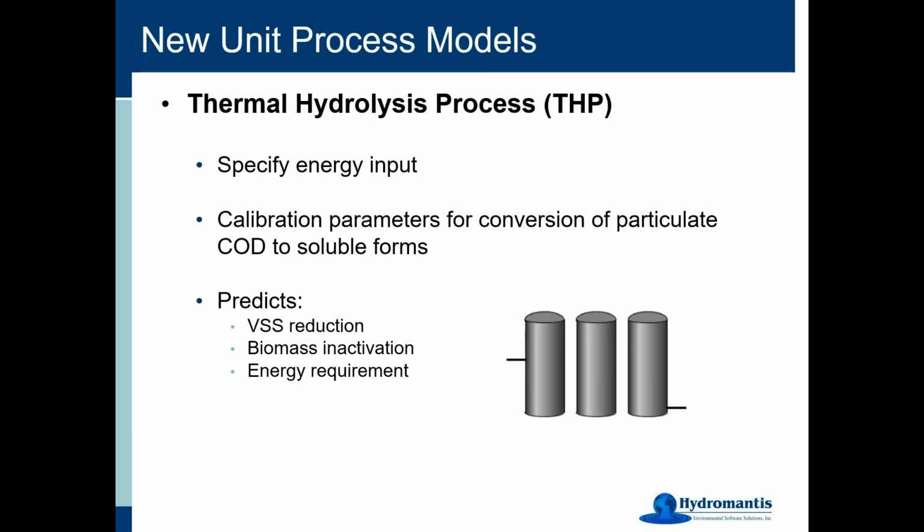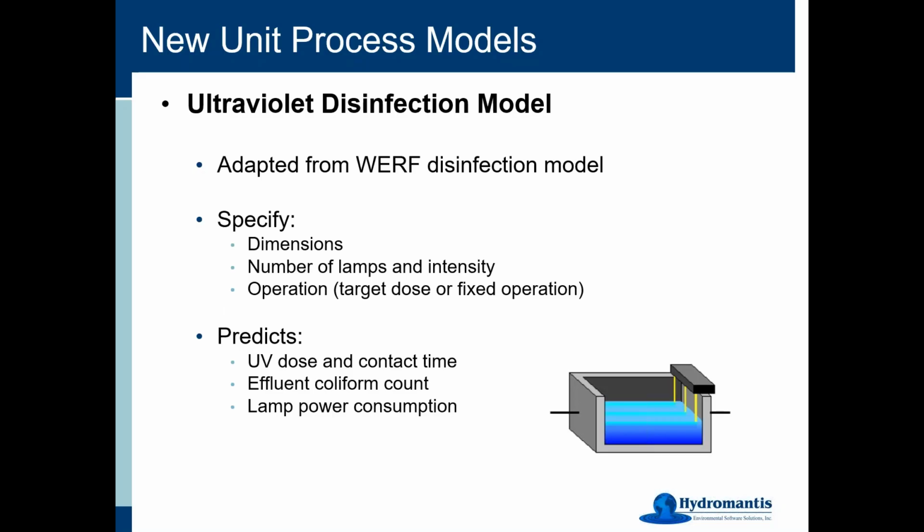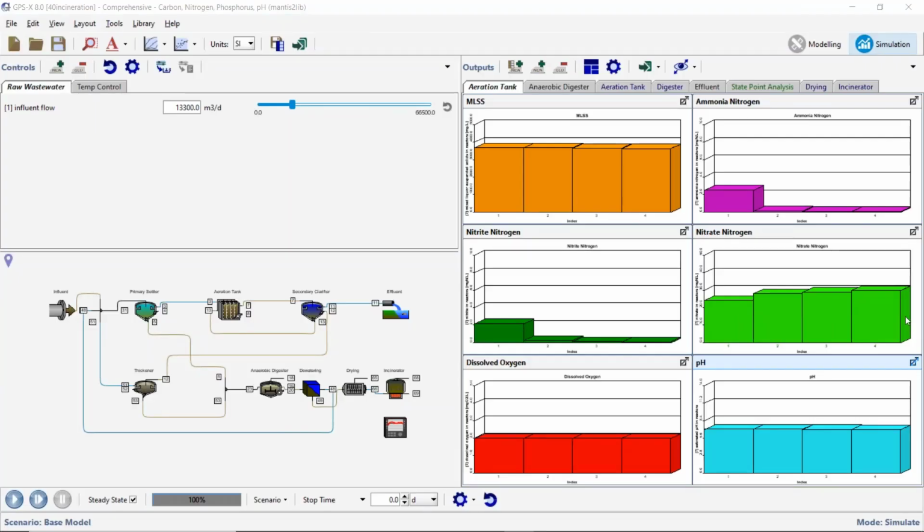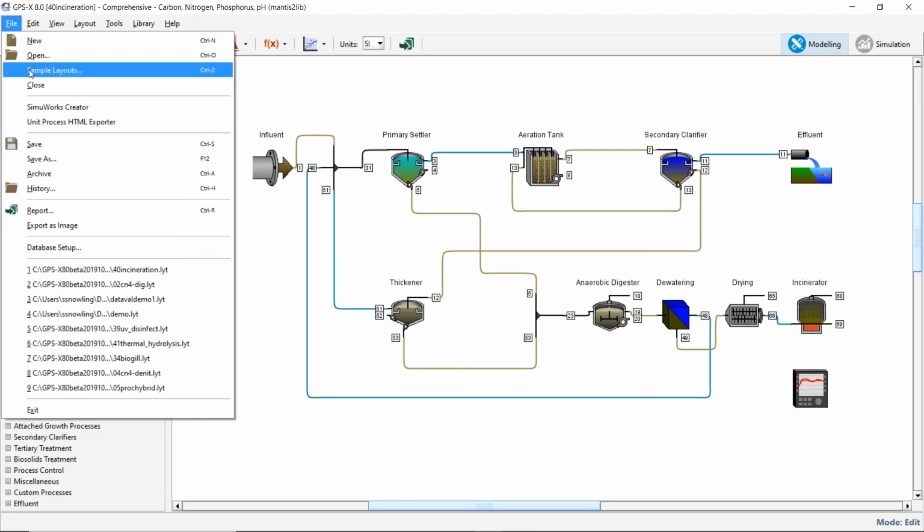So also on the solids handling side, we have a new and updated model for the thermal hydrolysis process. In this particular case, we'll ask you for some sort of energy input that is reflective of the amount of heating or pressure or whatever it is that you're applying to this system, and it's going to convert the less biodegradable forms of the COD that are coming in into more biodegradable forms. By that, we're going to be able to predict VSS destruction, biomass inactivation, and also the energy requirement to do that. So I'm going to just quickly pause back to that sample layouts menu.